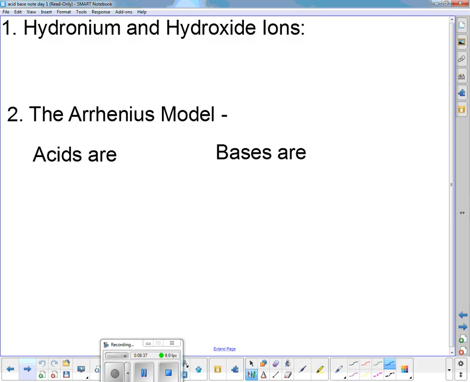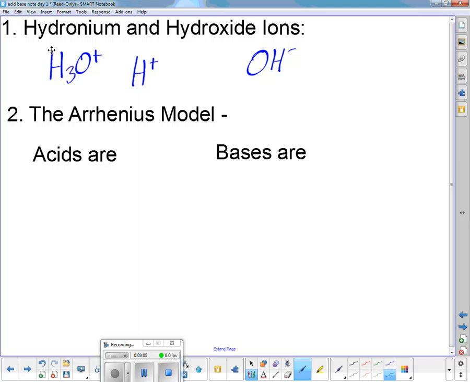A hydronium ion is H3O+. A lot of times they shortcut it and just write H+. It means the same. Okay, so a hydronium ion is a water with an extra hydrogen, or just a hydrogen by itself. A hydroxide ion, we've worked with this before when we were doing formulas. That's just OH-.